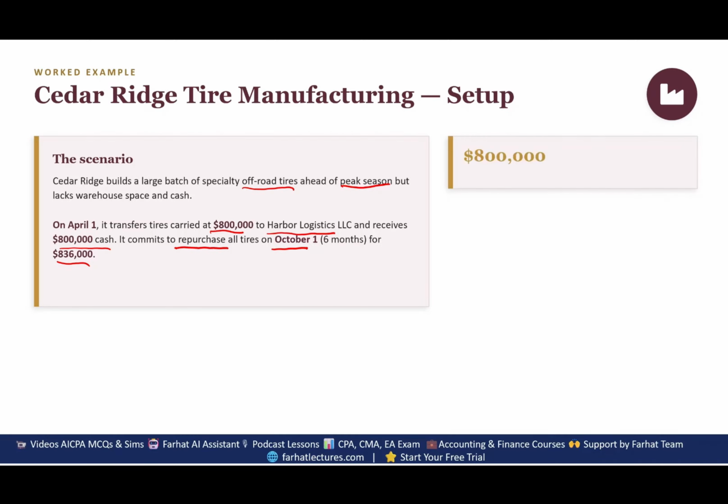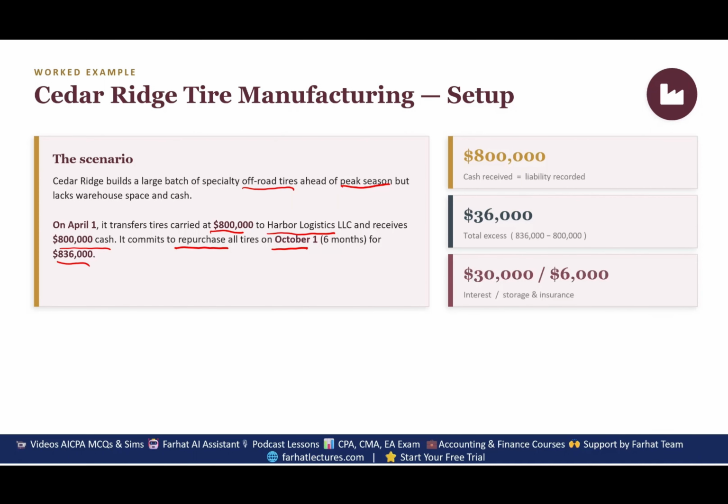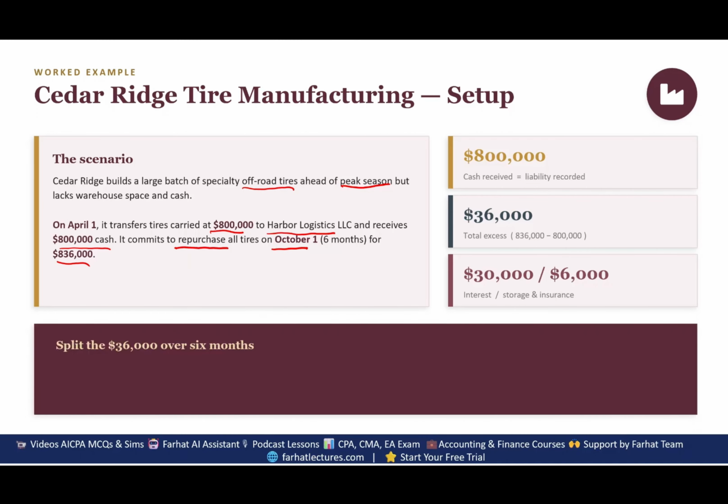So they received cash right now, $800,000. That's a liability. They're going to have to pay an extra $36,000. That's the total excess. The interest component is $30,000 and the storage insurance is $6,000. So the interest component is over 6 months, it's going to be $5,000 per month, and the holding cost is $6,000, which is $1,000 per month.